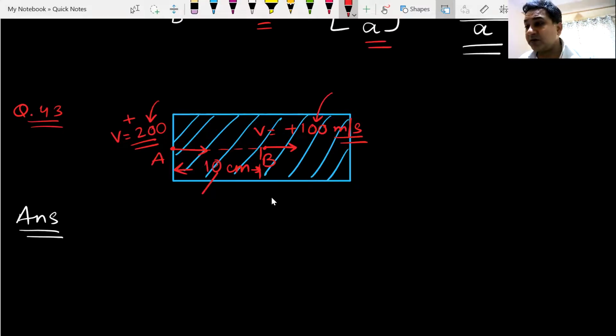Whenever you're talking about vectors, please tell me their direction, else you are killing physics. Don't kill physics. Physics is a good subject. The answer is absolutely correct.